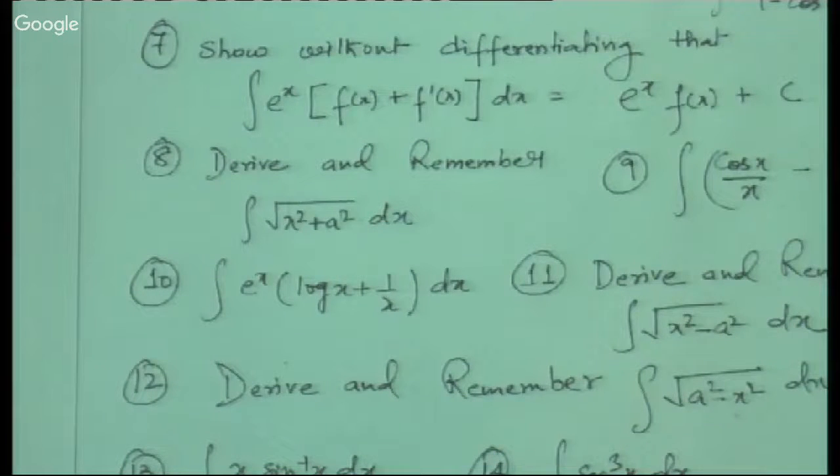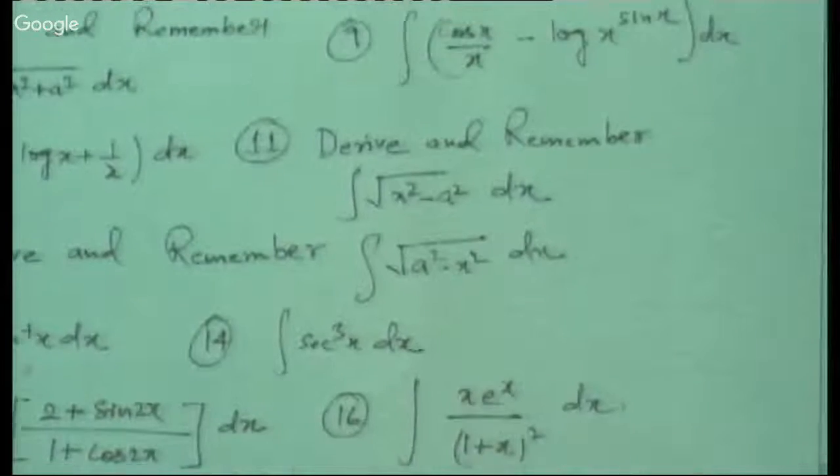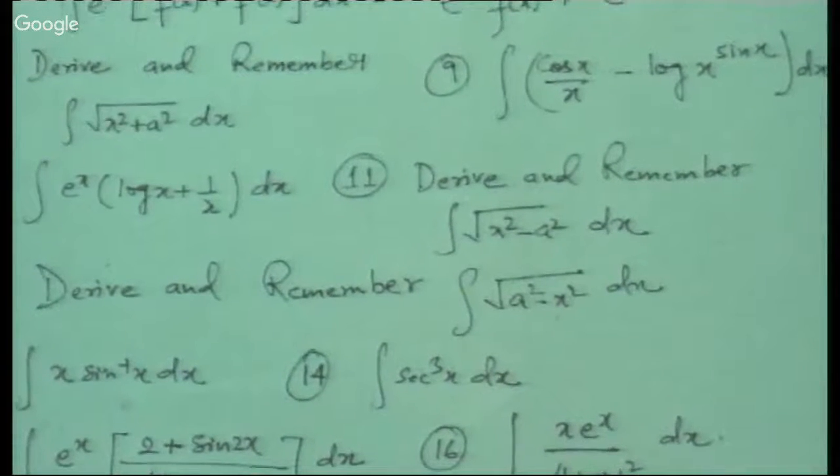Now 11th, again we have to derive and remember. Okay, do we really have to derive it? x square plus a square, and then we have x square minus a square. So whenever we see a square, I'm going to just put minus a square. Done. So I don't have to. You can derive it? Or should I show you? Okay, let's show it.